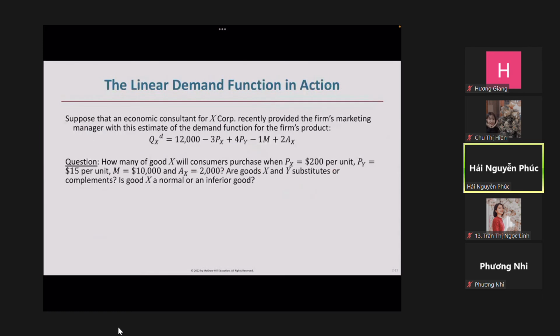Now let's take a look at an example. We have a numerical example, right? Suppose an economic consultant of a corporation, X corporation, provides the firm's marketing manager the following demand function. Yeah, this one. How can they estimate this demand function? Pretty simple. They collect data.